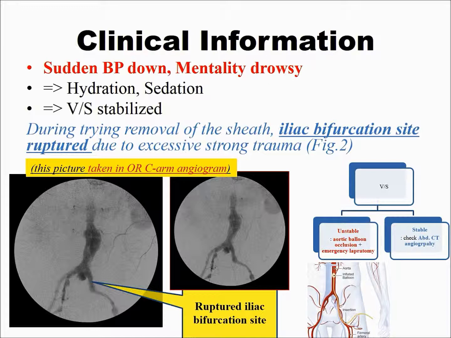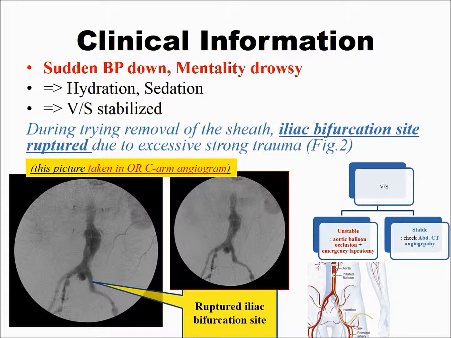So I thought that the iliac bifurcation site might be injured while trying to remove the sheath, due to the strong and sharp trauma by the supportive wire of the Ansel sheath. This picture was taken in the operation room. After hydration and sedation, vital signs became stable.